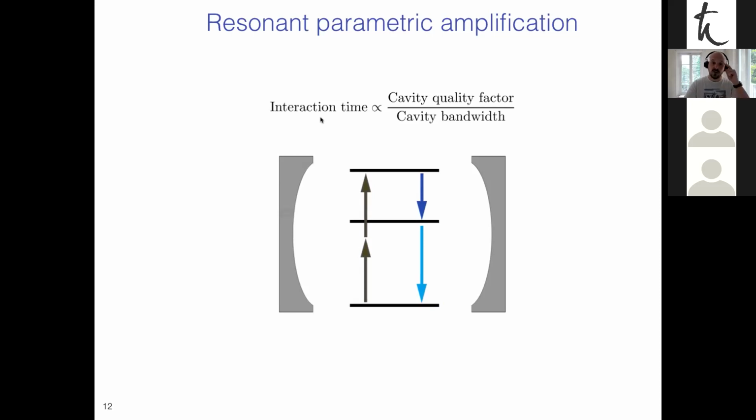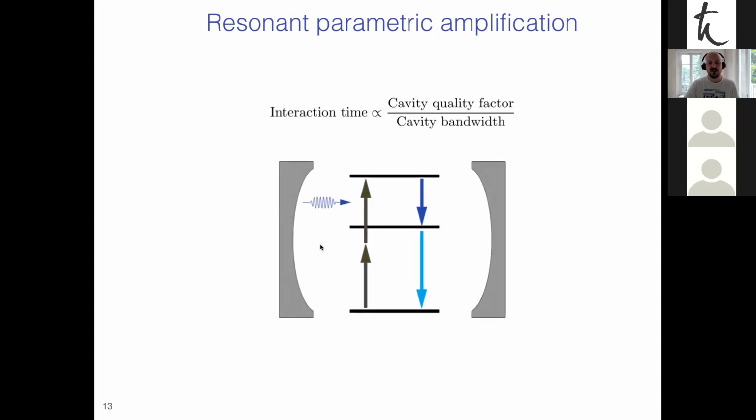And if you have an interaction time which is long compared to the escape time of your cavity, then you might get some larger gain than 2. So we start with our input photon. We have a first parametric process. We get 2 photons, then we get 4, and then you can play the game again and again, up to gains on the order of 100.